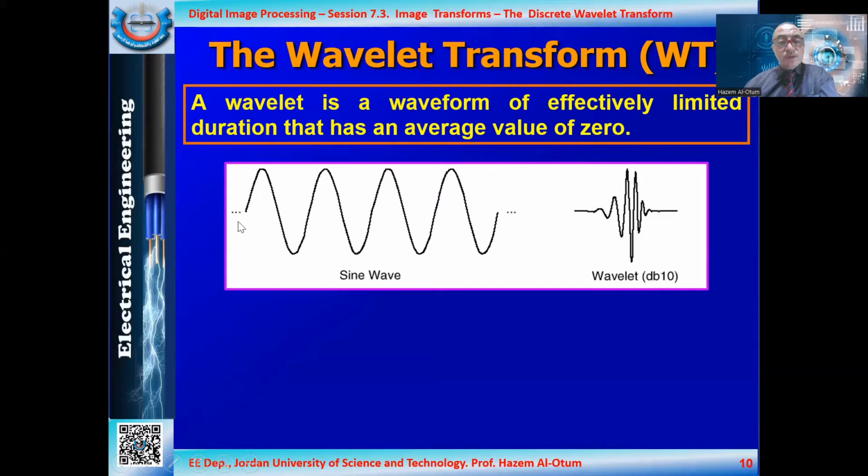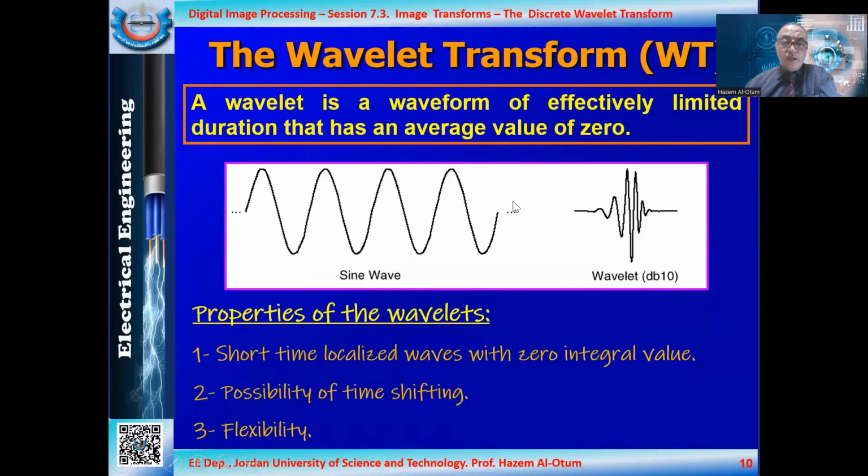This is a sine wave. Now, the sine wave is not of limited duration. Here, the average may also be 0, but it is not of limited duration. Now, the properties required to apply the wavelet transform are that the wavelets have these three conditions. It is a short-time localized wave with 0 integral value or 0 average value. It has the possibility of time shifting. It can be scaled and shifted in time, and it can be used flexibly in different applications.